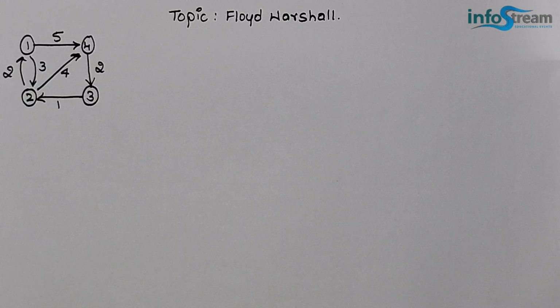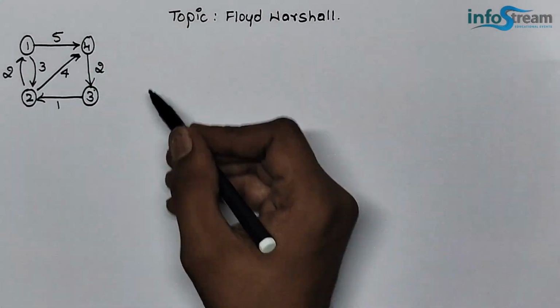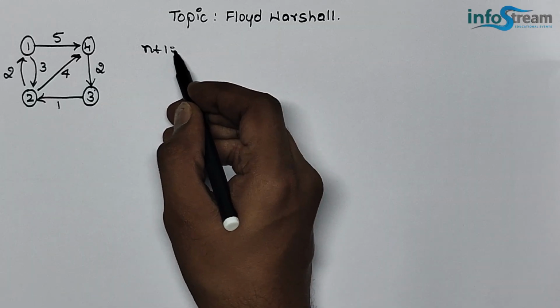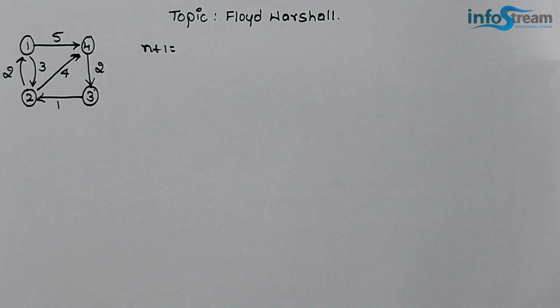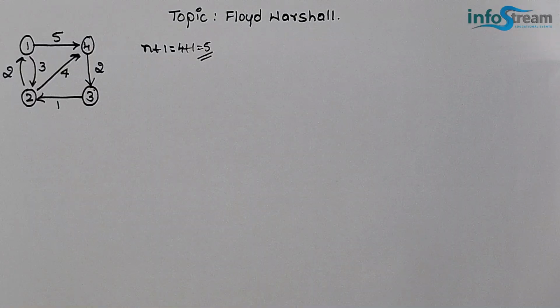Hello everyone, in this video let's discuss how to solve the Floyd Warshall algorithm problem easily. If you see here, we have 4 vertices, or you can call them nodes, 1, 2, 3, 4. So n plus 1 number of steps will be there. Here I have 4 nodes, so 4 plus 1 will be 5. So you will be using 5 matrices to solve the Floyd Warshall algorithm problem which is given here.